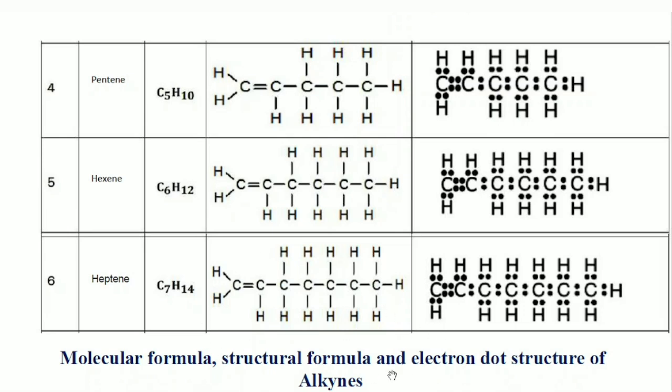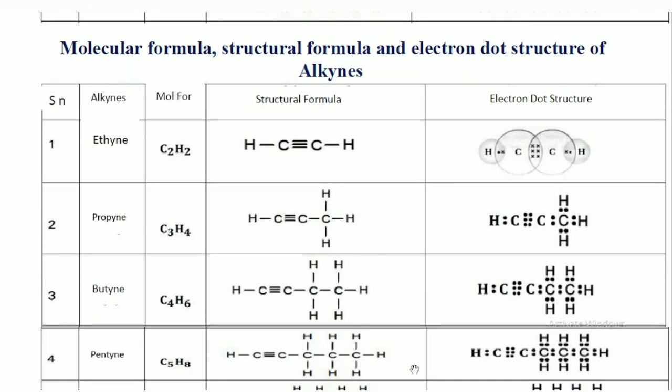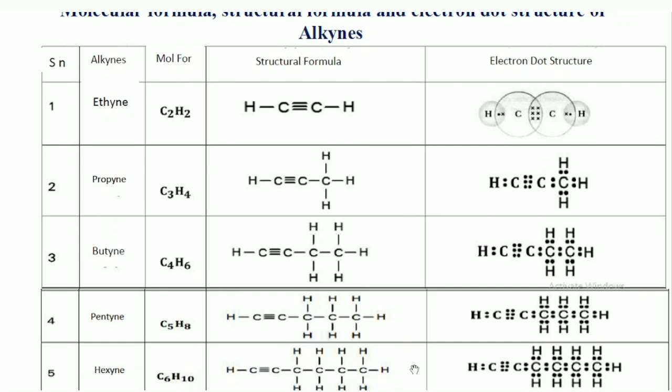Next one is alkynes. Alkynes: ethyne, propyne, butyne, pentyne, hexyne, heptyne. Here I have given the structural formula and the molecular formula also. Along with that, the electron dot structure is also given. Here in alkynes there is one carbon to carbon triple bond. Are you getting, children? One carbon to carbon triple bond.